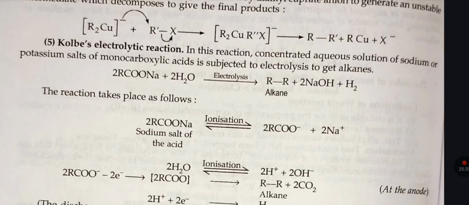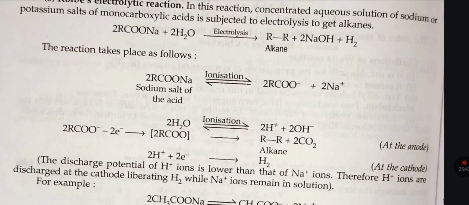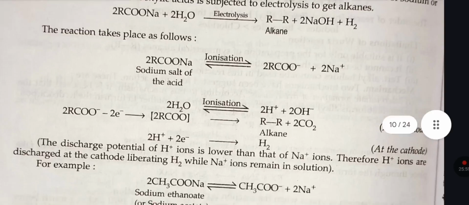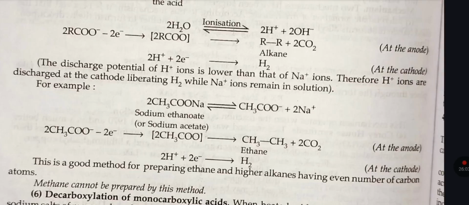Kolbe's electrolytic reaction. In this reaction, a concentrated aqueous solution of sodium or potassium salt of a monocarboxylic acid is subjected to electrolysis to get alkane. 2RCOONa plus 2H2O on electrolysis will give alkane plus 2NaOH plus H2. The reaction takes place as follows. Sodium salt of acid in equilibrium ionization will give 2RCOO negative plus 2Na positive. Similarly, at anode, we will get 2RCOO negative minus 2 electrons will give 2RCOO, which will give alkane plus 2CO2.